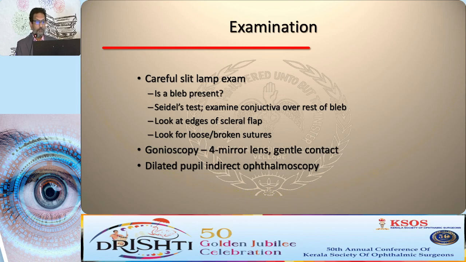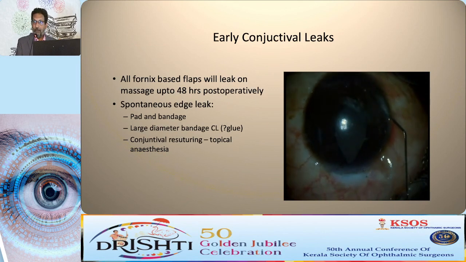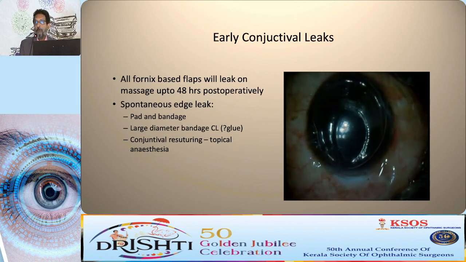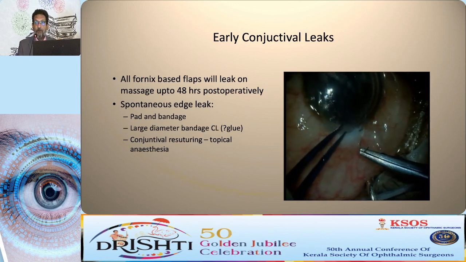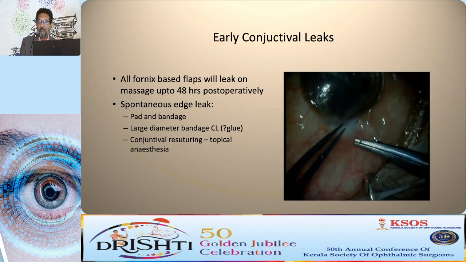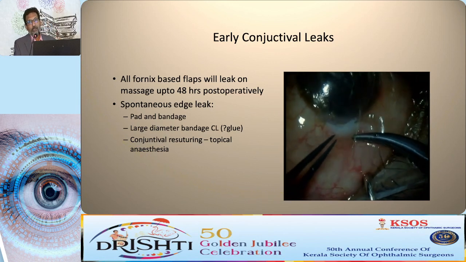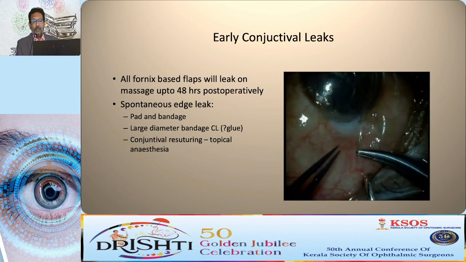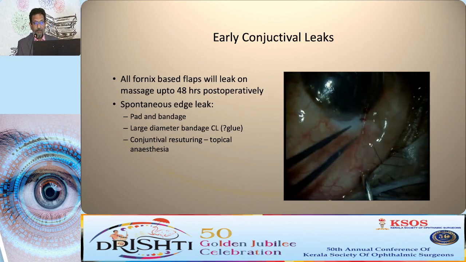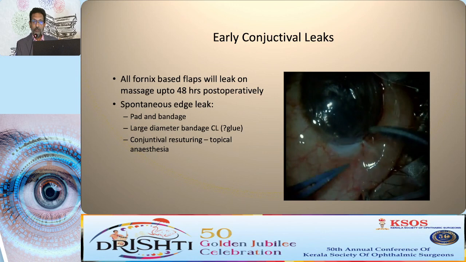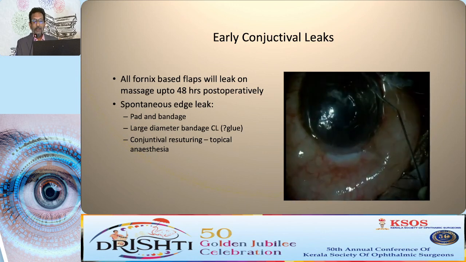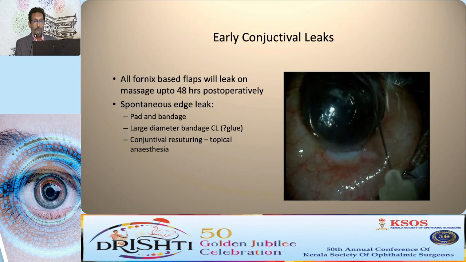So early conjunctival leaks: all fornix-based flaps leak up to 48 hours postoperatively. If you have a spontaneous edge leak and you can see that the edge is loose, you have to resuture it, and I would usually do it under topical anesthesia, and that video is illustrative of that. So tighten the sutures, put as many sutures as you need to. You need to reform the chamber, you first put in air, and then you need to reform it with fluid, and that fluid has to stay retained.